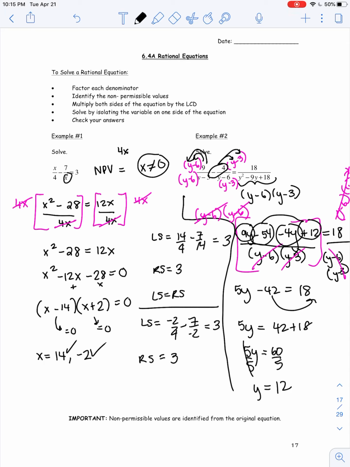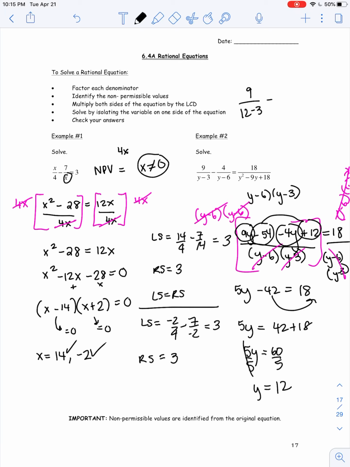Now with this answer, before we put a check mark beside it, we still need to check our answer. So we would go back to the original question and we would plug it in. 9 over 12 minus 3 minus 4 over 12 minus 6. Is it equal to 18 over 12 squared minus 9 times 12 plus 18? So we're substituting that 12 everywhere you see a y value.